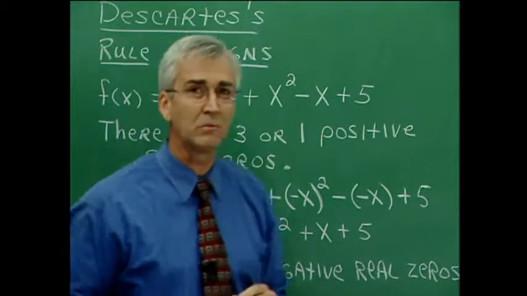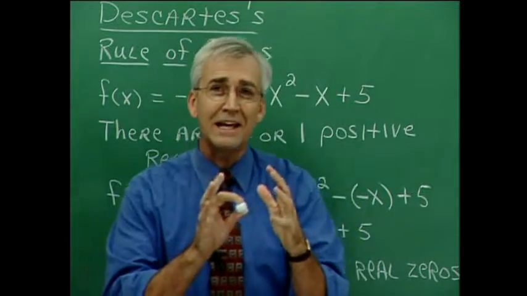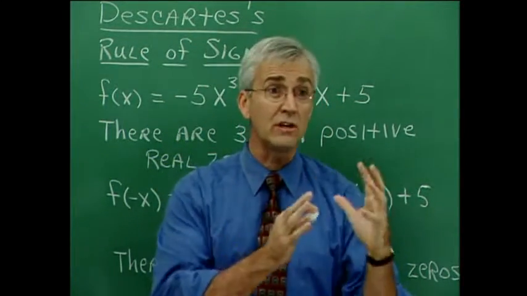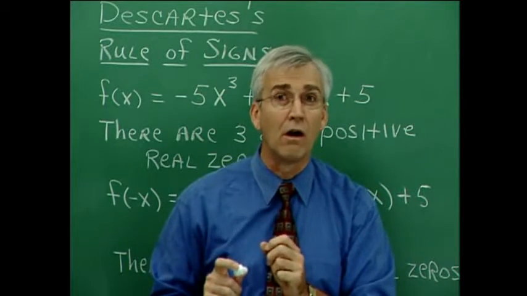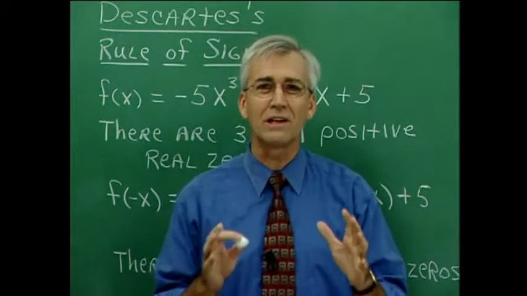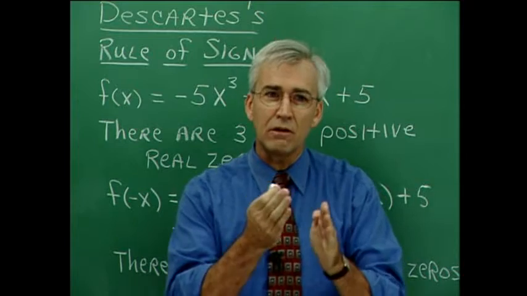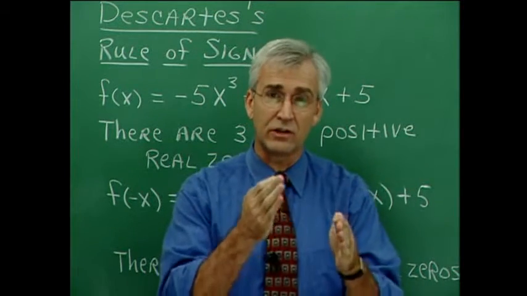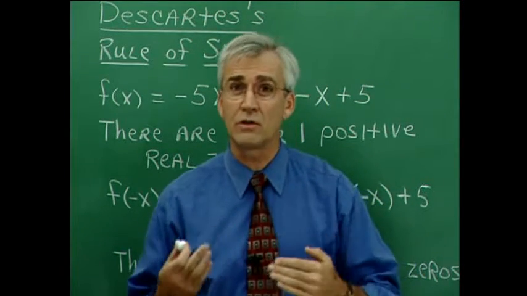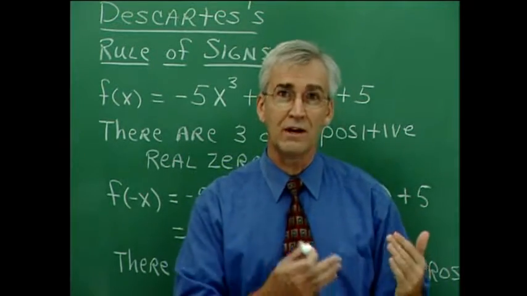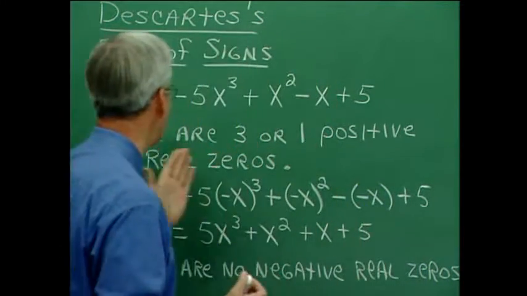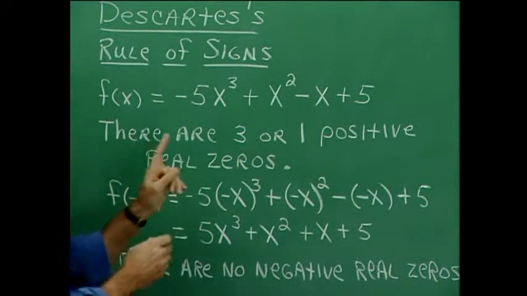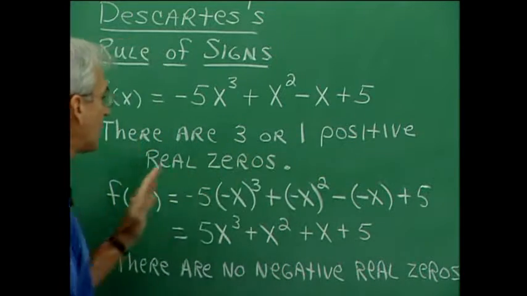Now, I say possible because it changes. It's either 3 or 1. Now, 3 or 1, why is that? Well, the analysis here is in terms of pairs of zeros. So it's 3 or 1 positive real zero. Now, so we know that there'll be at least one positive real zero.